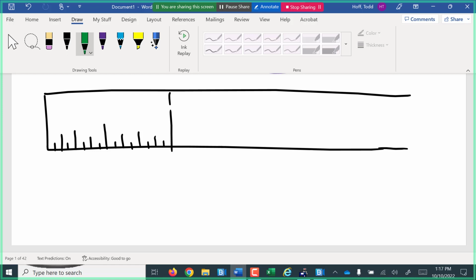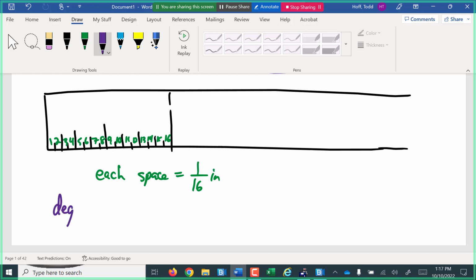First of all, you can tell by counting between labeled divisions how many spaces there are. There's 1, 2, 3, 4, 5, 6, 7, 8, 9, 10, 11, 12, 13, 14, 15, 16 spaces between 0 and 1 inch here. So that means each space is a 16th of an inch. So that means the degree of precision for this measuring device is a 16th of an inch.